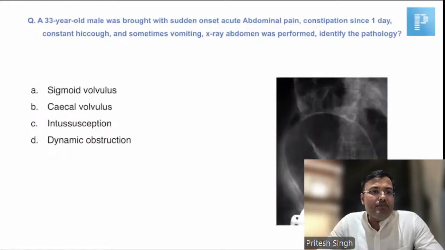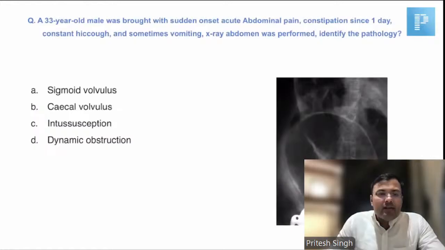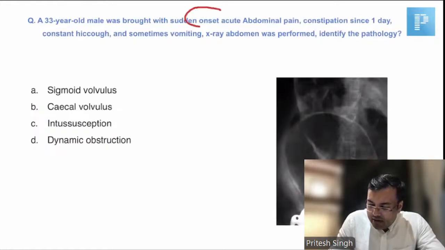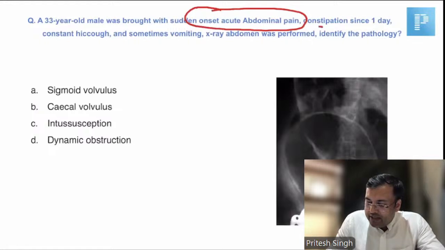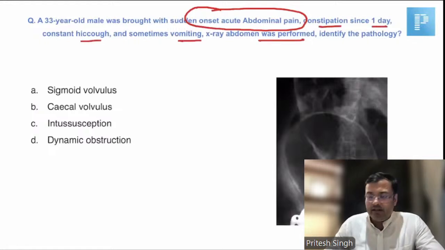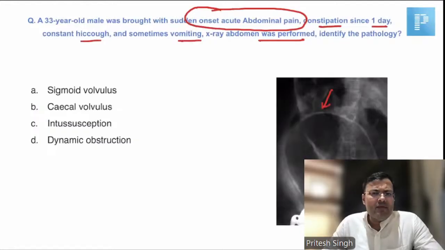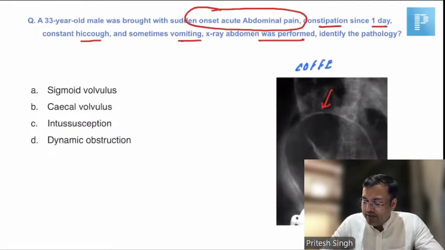It was asked multiple times. Many times this question was asked in exams. You can see a 33 year old male brought with sudden onset acute abdominal pain, constipation since 1 day, hiccups, vomiting. X-ray was done. Can you tell me what this finding is? Classical finding: this is coffee bean. So guys, this is coffee bean sign.